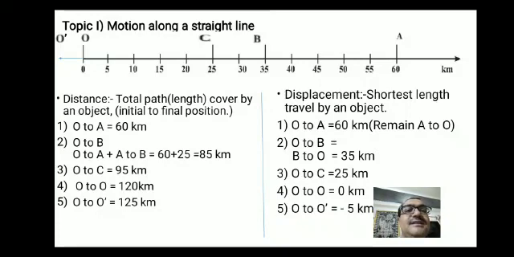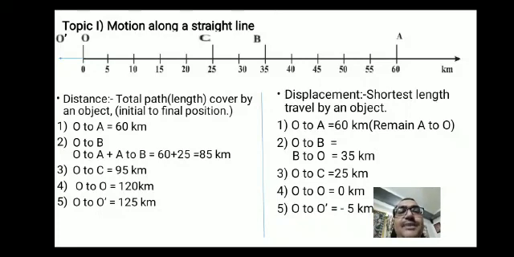On the left side, you can understand the meaning of distance. What is meant by distance? The total path or length covered by an object from its initial to final position is called the distance. And what is meant by displacement? The shortest length traveled by an object from its initial to final position is called the displacement. So let's take various examples. I have written 5 examples on the left side and 5 examples on the right side for distance and displacement.